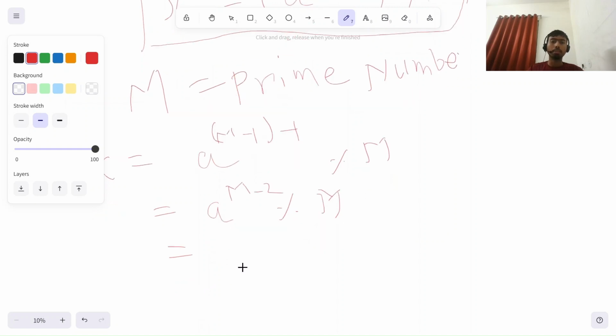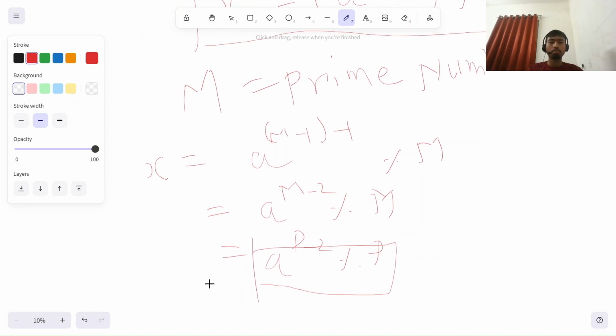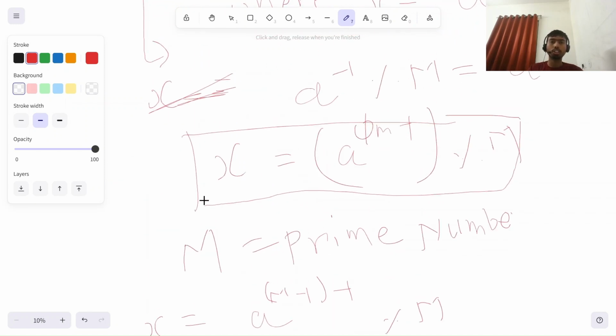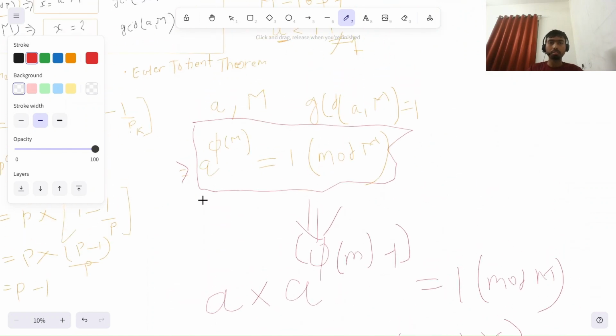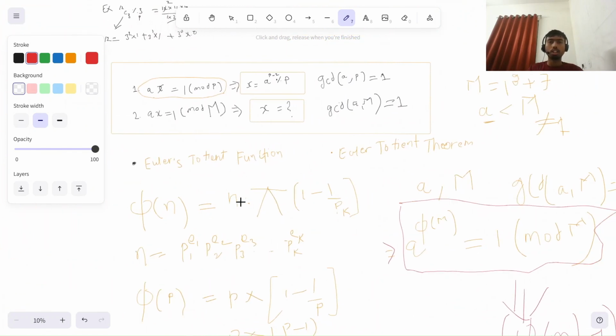And you can replace m with p, because m is a prime number. So here you can see that we can prove Fermat's Little theorem using the Euler-Totient theorem. This is all about how to find the modulus inverse using a composite number. Thank you.